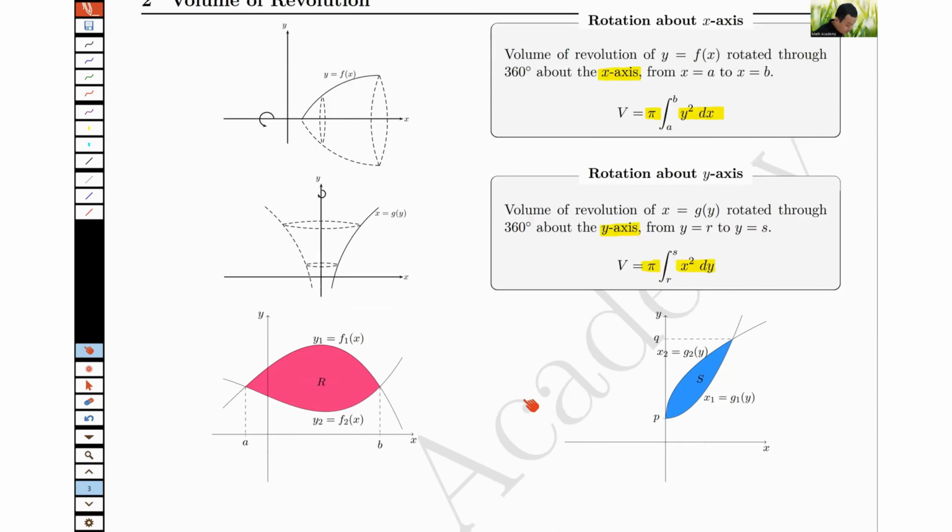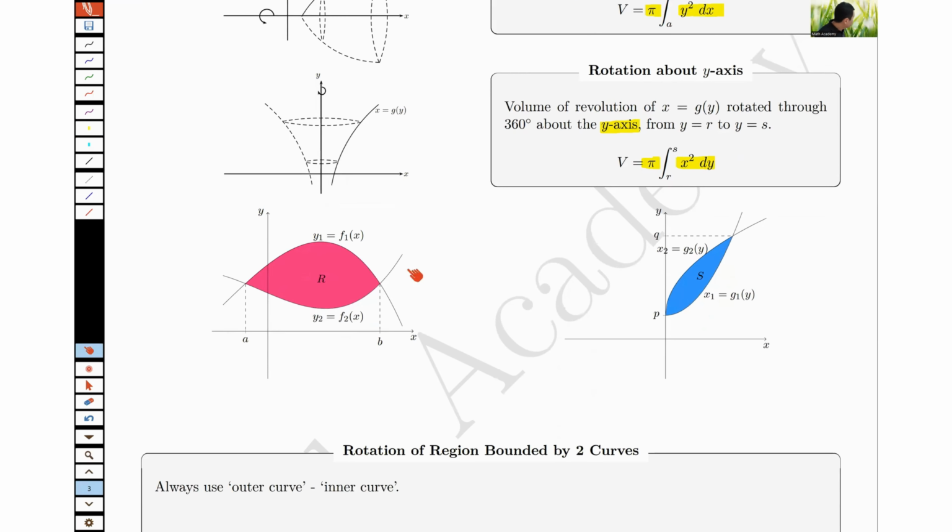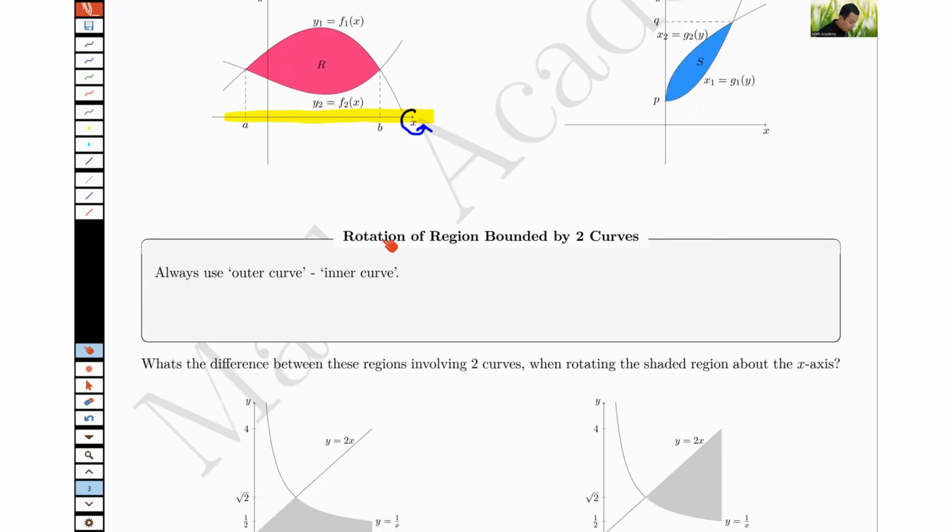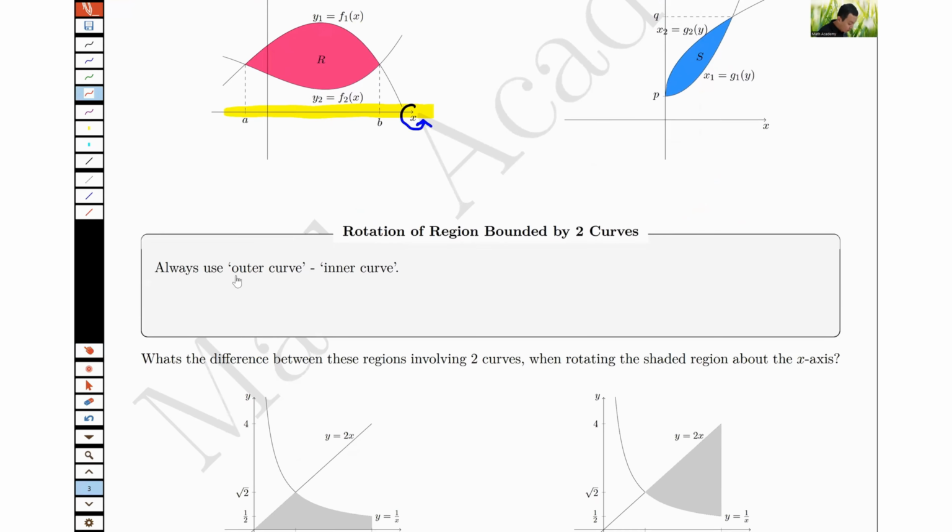The next part below here, I talk about these two diagrams. They will be for regions that have two curves involved. I'm going to rotate this on the x-axis. The question will tell you where to rotate. When you rotate on the x-axis, if your region is bounded by two curves, you will need to judge who is the outer and who is the inner curve. And this is with respect to your rotation axis.